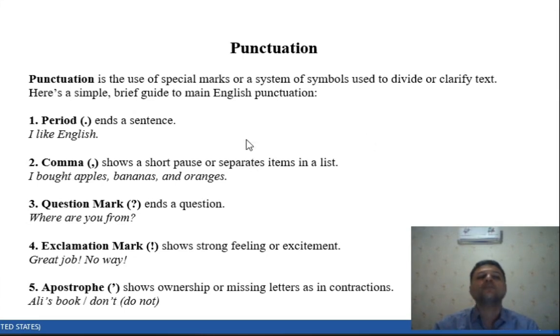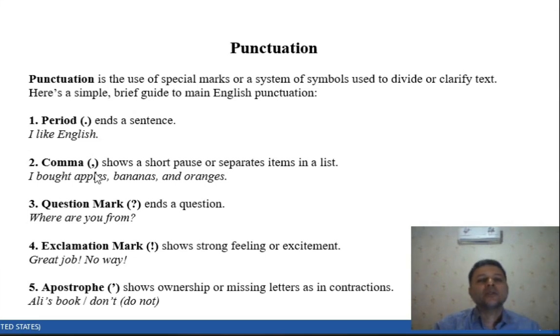What are they? The most important English punctuations are as follows: period, or full stop in British English. It ends a sentence, as you can see, right? I like English. Then you have to put a point at the end of every sentence. In English, unlike some other languages, we use capital letters to begin a sentence and a point or a period at the end, or a full stop to end the sentence.